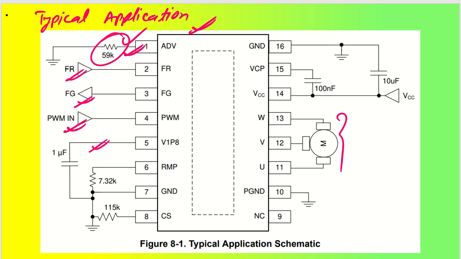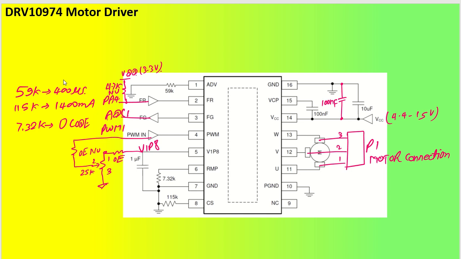That's all. We have the charge pump capacitor, then the supply voltage, which is VCC, that is your 12 volt. And this is your motor connection, which is going to be your U, V and W phase, and this is your power ground and ground, so both will be the same. That's all. So these things we have already done.